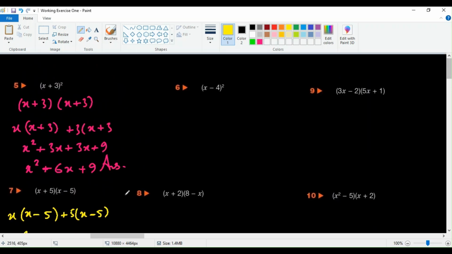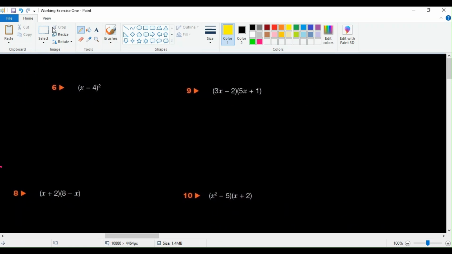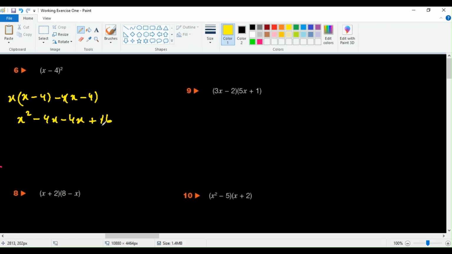Moving on to question number 6. 5 and 7 is done. Okay, so question number 6, I better push it a little here or on top a little. So this means that x minus 4 is going to be multiplied by itself, as you can see, a square on top. So I will multiply by x and minus 4. This gives us x squared minus 4x minus 4x and plus 16. So this is going to give us minus 8x and plus 16 as a final answer for this question.